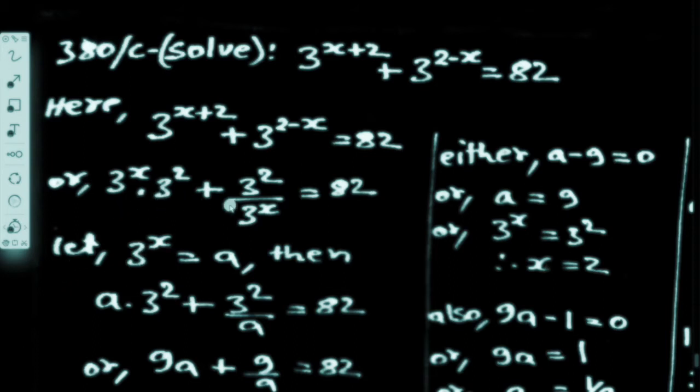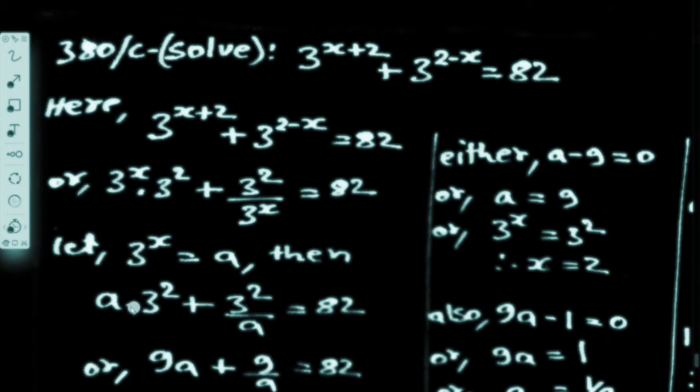To make our calculation easy, let 3 power x equal a. Then all the 3 power x should be replaced with a to calculate easily. So a into 3 power 2 plus 3 power 2 by a equal 82.